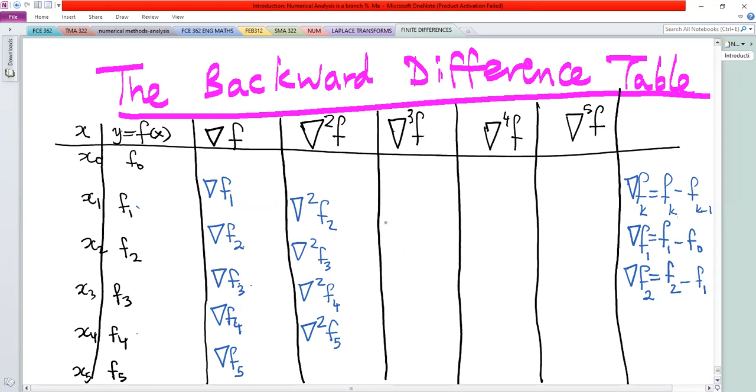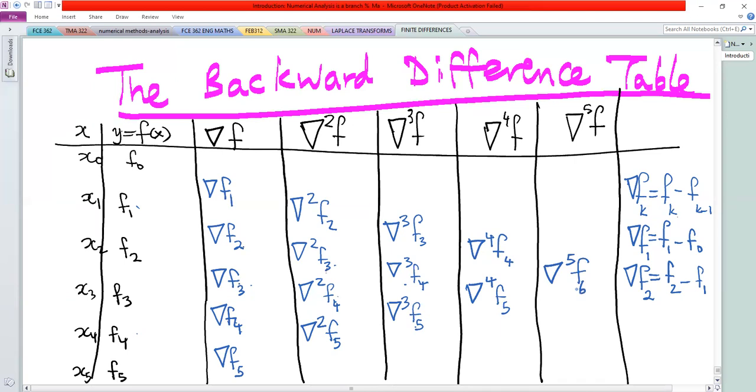And then this column, everything will be having third backward differences. f3 minus f2 is that of f3. f4 minus f3 is that of f4. f5 minus f4 is that of f5. These are the columns, and everything here will be fourth backward. Now we'll have f4 minus f3 is that of f4, and f5 minus f4 is that of f5. And then lastly here, we'll have this.